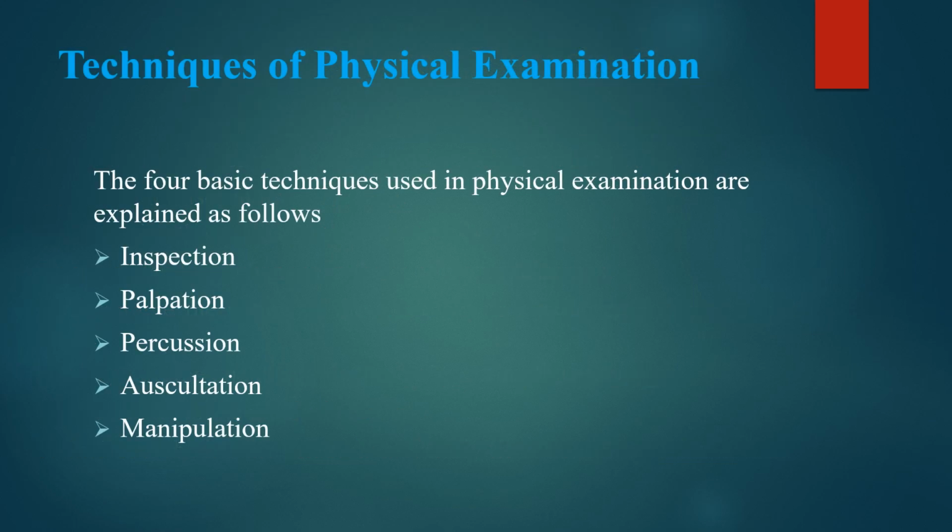Techniques of physical examination. There are four basic techniques which are used in physical examination, explained as follows. First one, inspection. Second, palpation. Third, percussion. Fourth, auscultation. Fifth is manipulation. By doing all these techniques, we can identify whether the person is having any physical or mental problem.